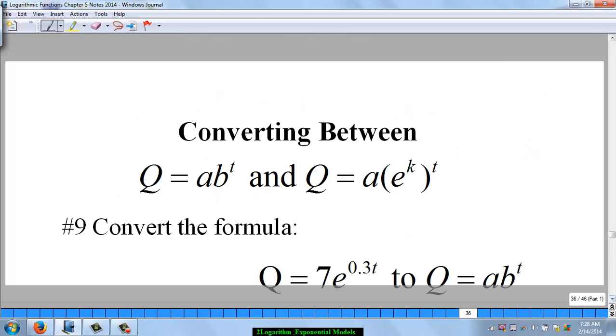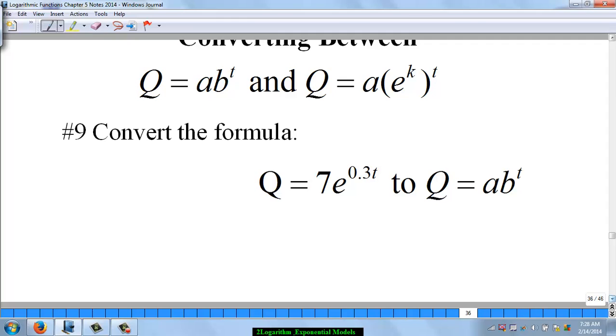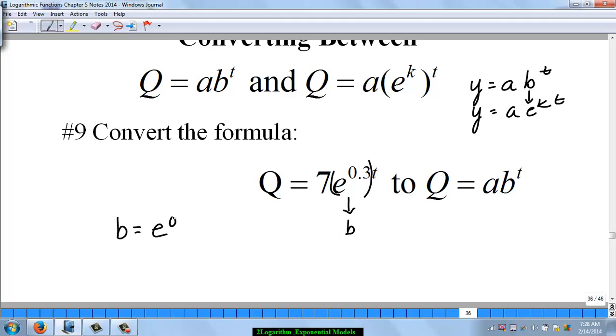Let's try it again. Let's convert this one to B. So now I have a continuous formula, and the 7's in the A spot, so remember again, y equals AB to the t, y equals Ae to the kt, so B is going to be the same as e to the k. So here's e to the k right here, just this part. This has to equal B. So now I say, well, B has to equal e to the 0.3.